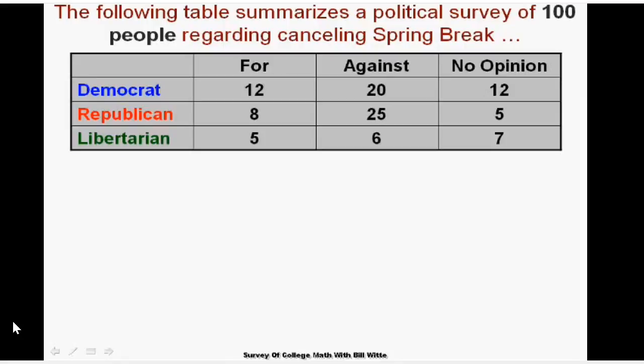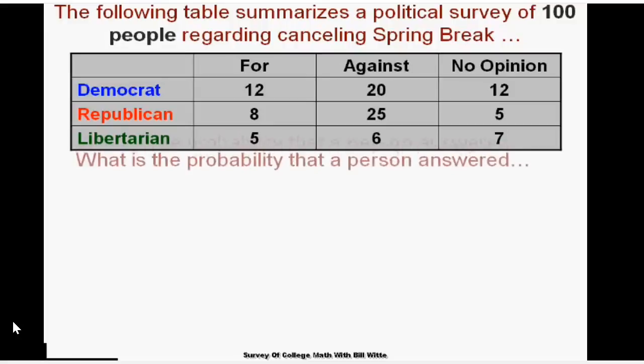It's always useful to be able to come up with some interesting statements based on a perhaps arguably boring table here. Okay? Well, what we have here is a table that summarizes a survey taken of 100 people. The whole thing adds up to 100, regarding canceling spring break. Some people are for it, and some people are against it. As you can see, we've divided it by party as to who's for and who's against it, and some people have no opinion. Okay? Well, big deal.